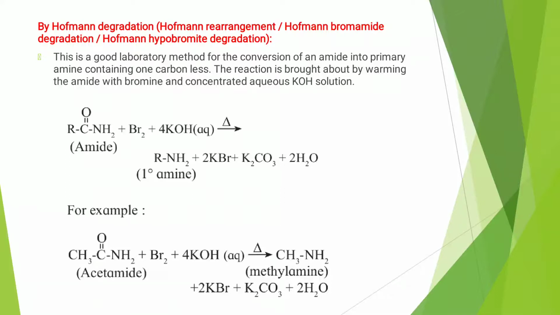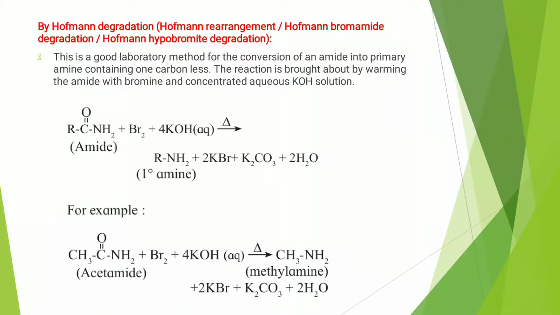So if you take amide RC double bond O NH2 plus bromine Br2 plus aqueous KOH, 4 times KOH, when we heat it, the carbonyl group will be converted into carbonate. So from the starting compound, we have one carbon atom less in the product. RCONH2, the carbonyl group will be converted into carbonate and we'll get primary amine RNH2. Bromine will be removing the K plus ion in the form of 2 KBr, and the remaining potash will combine to form carbonate K2CO3 plus 2 times water.